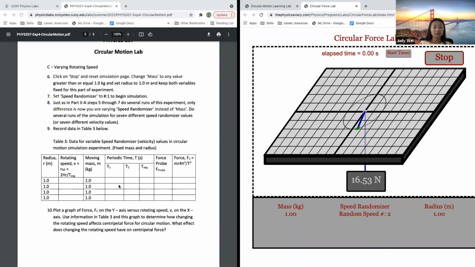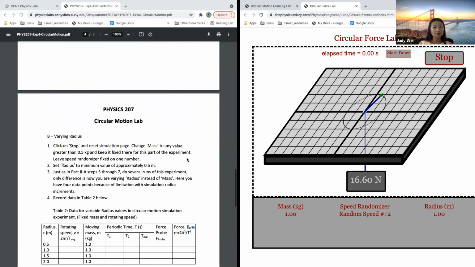We finish the first trial. I finish the first data point. Then you try to do 3 more, so in total you have 4 data sets. And then after that, you plot a graph, Fc versus rotating speed. So you can see from here.